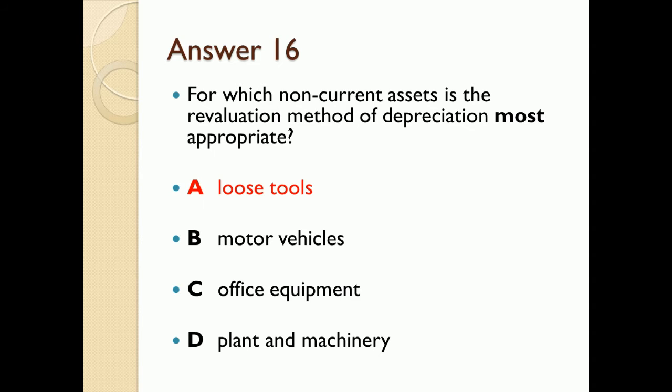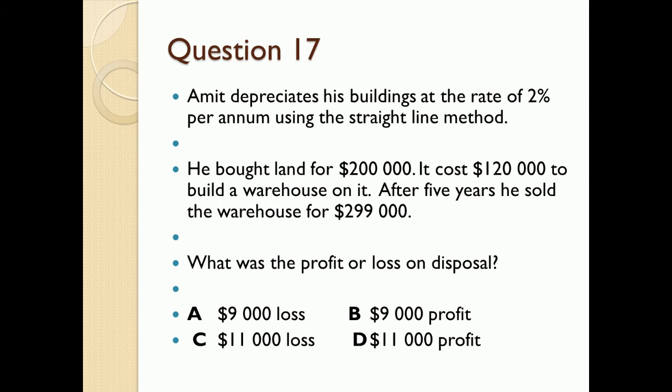So let's see question number 17. Ahmad depreciates his building at a rate of 2% per annum using the straight line method. See, buildings are depreciated on the straight line method, so he depreciates 2%. He bought land for 200,000. As you know, land is not subject to depreciation, so that is the only asset which cannot be depreciated. It cost 120,000 to build a warehouse on it. So that is your building, and the building cost is 120,000.